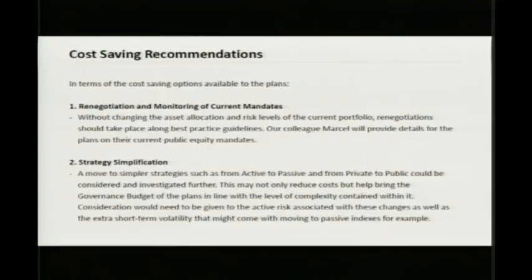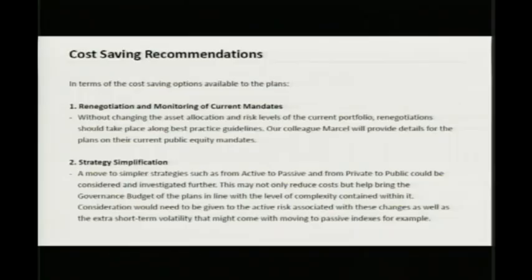So that leads me to the second formal recommendation. Given the governance budget of the two plans does not appear to be sufficient to take on more complexity or innovation right now, we recommend investigating simplifying the investment strategies of the two funds. A move to simpler strategies such as active to passive or illiquid to public could be considered. This could not only reduce costs, but also help bring the governance budget of the plans in line with the level of complexity already contained within it.